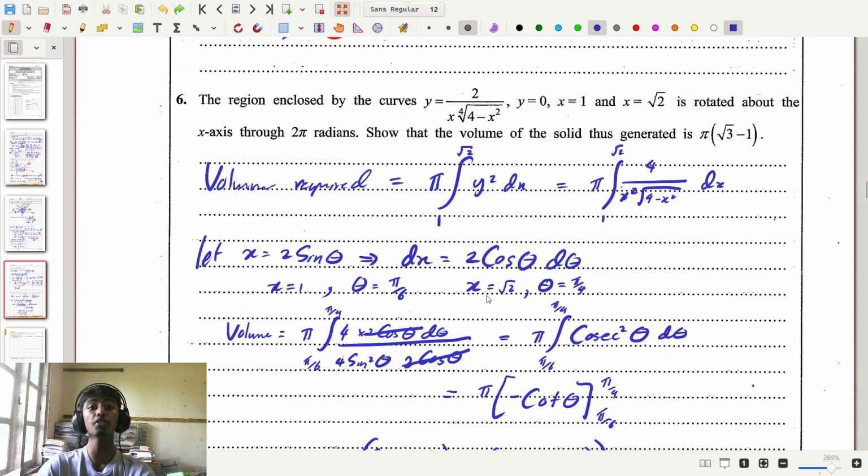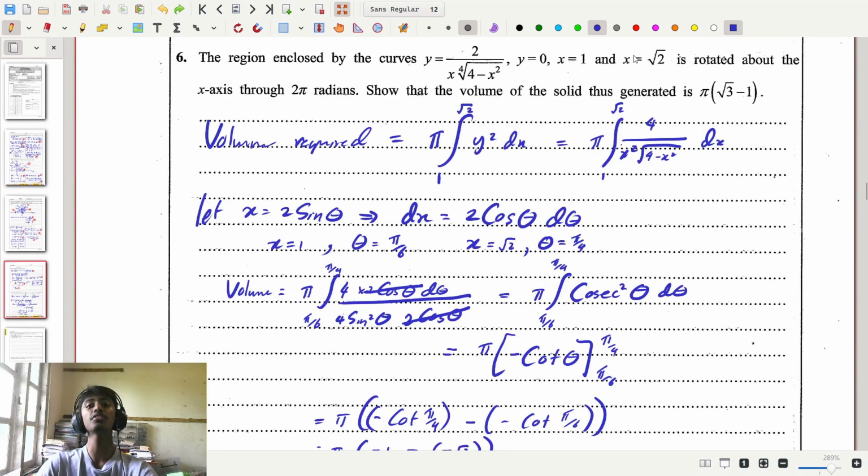So that's going to be all for this question. Now finally, let's discuss the marks awarded for this question. At the start of the question, when you write that the volume required is equal to pi times the integral from 1 up to root 2 of y squared dx, and then you substitute y equals 2 over x times the 4th root of 4 minus x squared, for this substitution you get 5 marks.